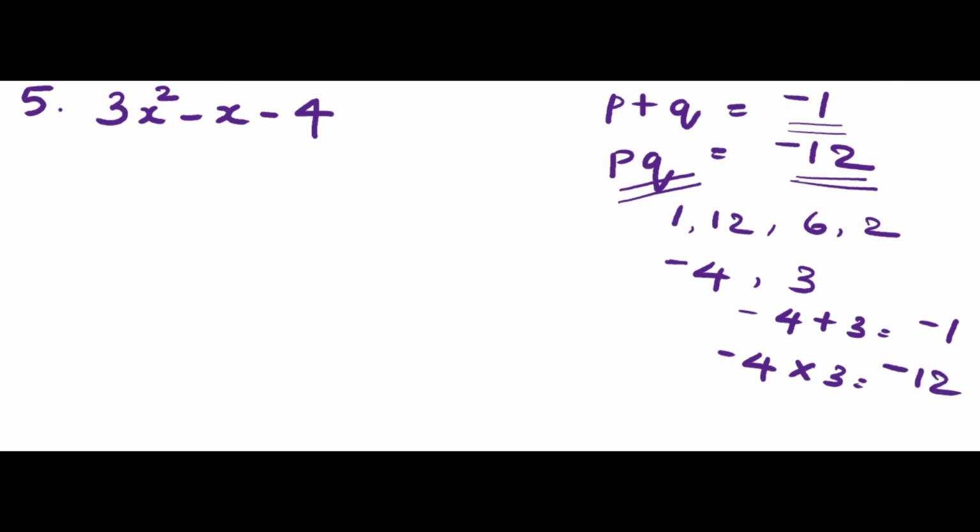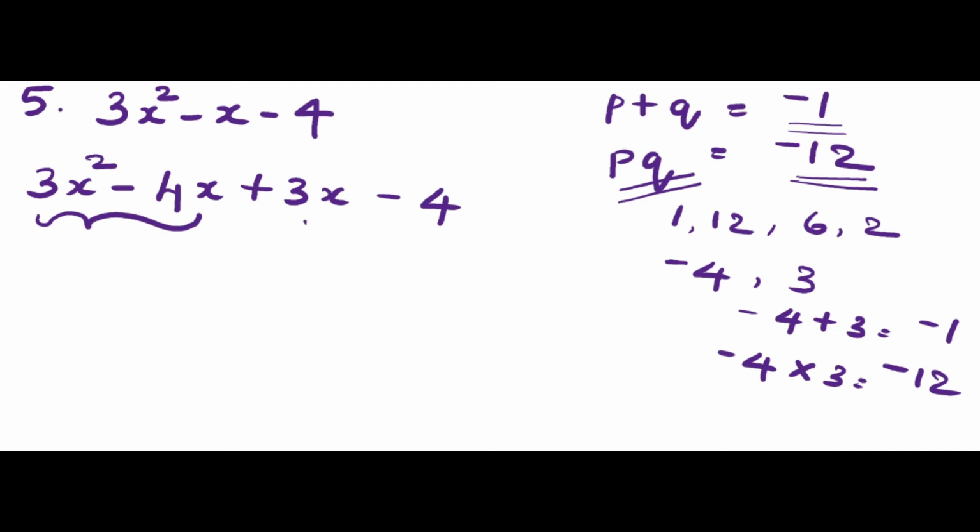So my two numbers I have got. So I can write it as 3x square minus 4x plus 3x minus 4.